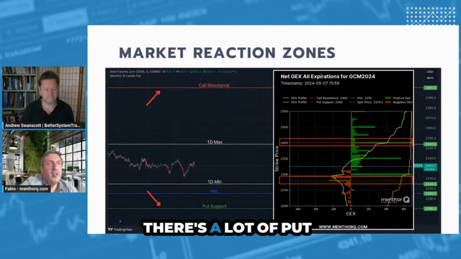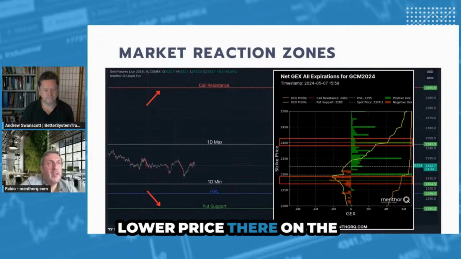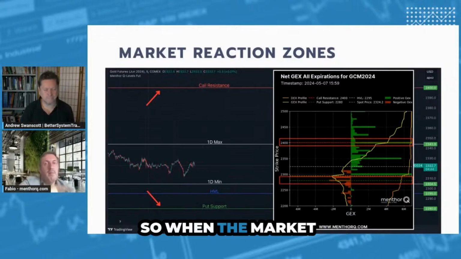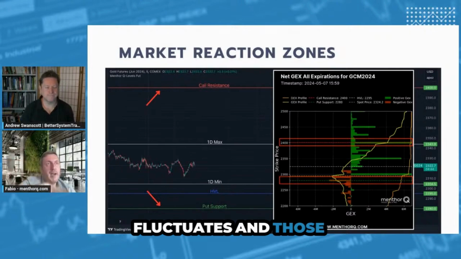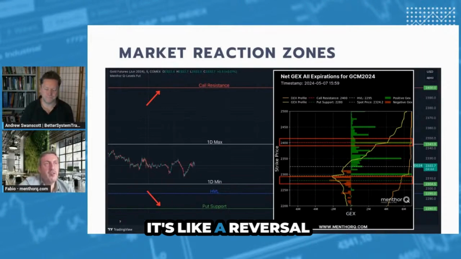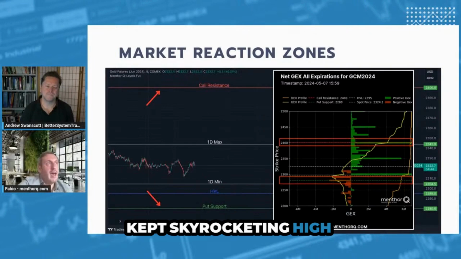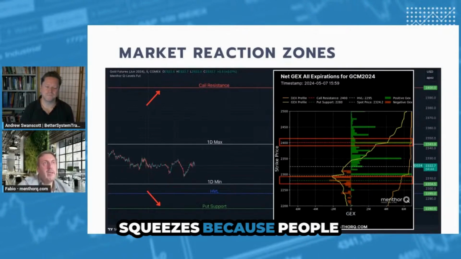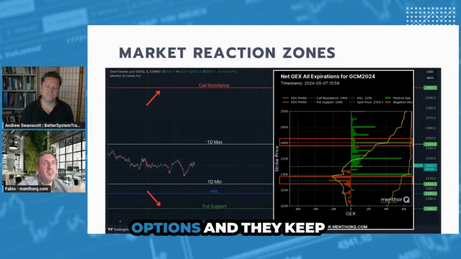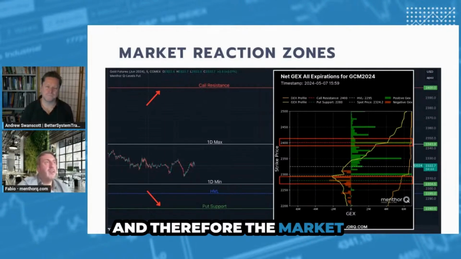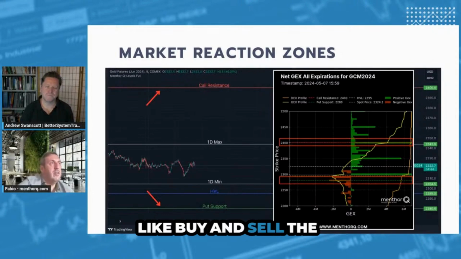On the other hand, there's a lot of put positioning at that lower price there on the red bar. So when the market fluctuates and those prices are approaching, then you're going to see a lot of reaction. And the reaction can come in different forms, whether it's a reversal reaction or an inflection point, similar to the GameStop example, where the price kept skyrocketing and we see those gamma squeezes because people are not selling their options and they keep buying, and therefore the market makers have to buy and sell the underlying stock to offset the risk.